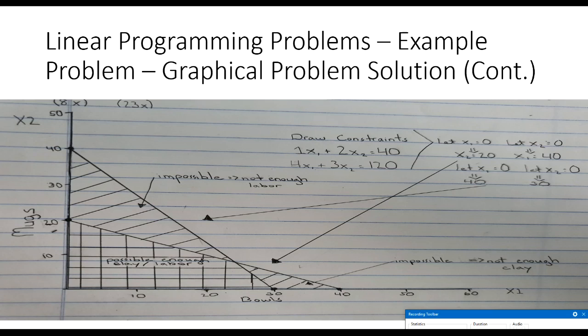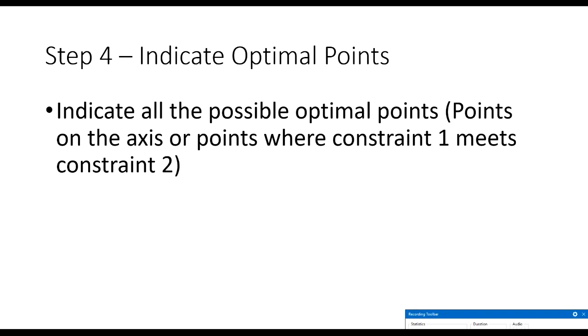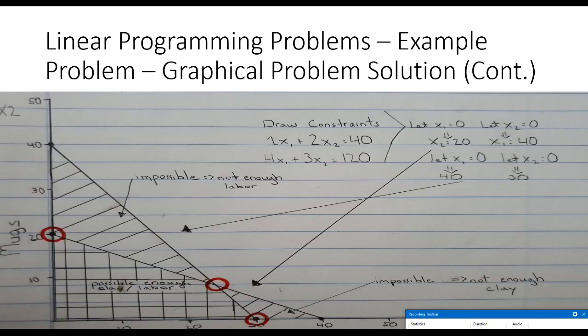Now, from here, we highlight the possible optimal points. That's where all of one resource is being used, all of the other resource is being used, or all of both are being used. And that's what I've done here. We've highlighted these 3 areas. Mathematically, we know that our optimal choice is one of these 3 points. No other choice is optimal.